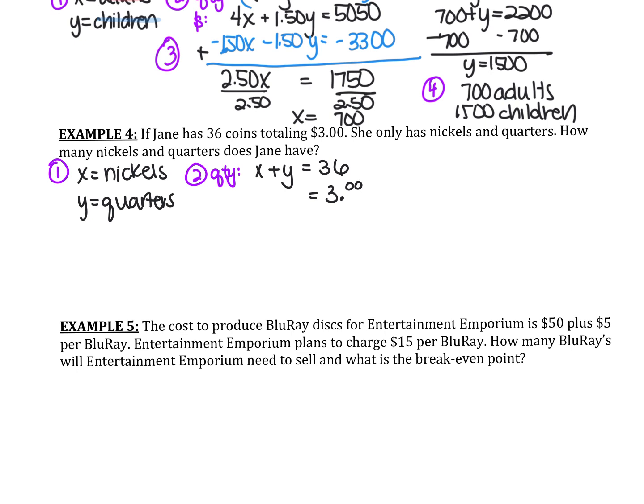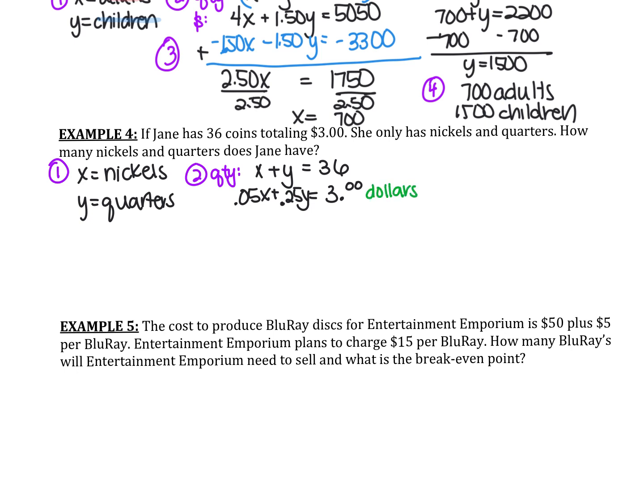How much is a nickel worth? It's worth 5 cents. But how do I express that in terms of dollars? Like if you were to see it on a price tag, what would it look like? Well, it would look like 0.05x. Then she has a quarter. What would a quarter look like on a price tag? It would say 0.25y. So this is one equation. This equation happens to be in terms of dollars.